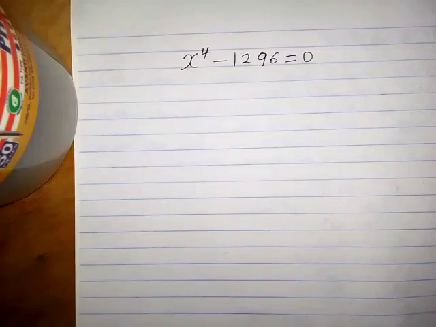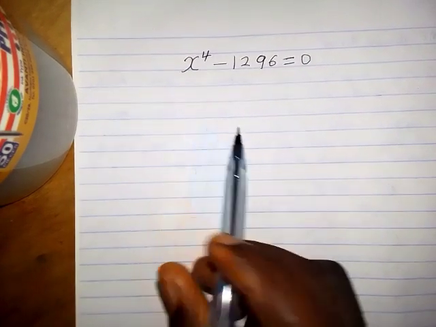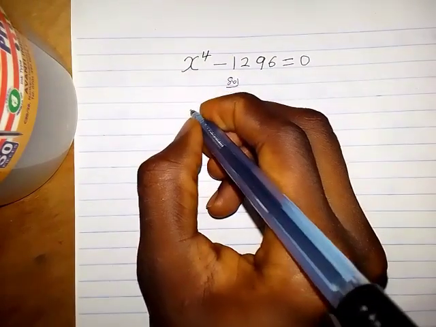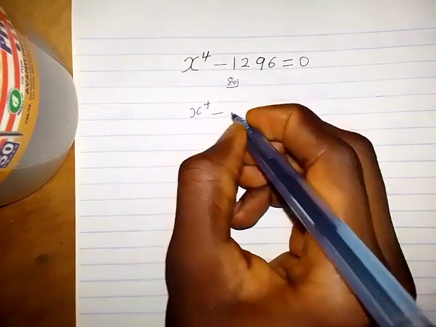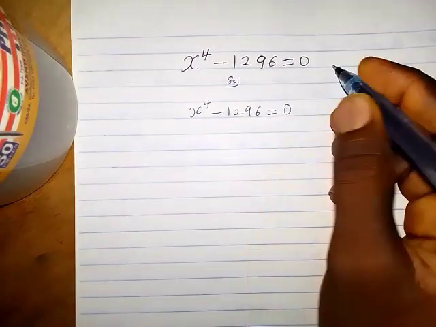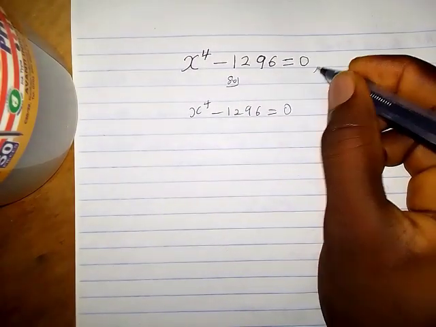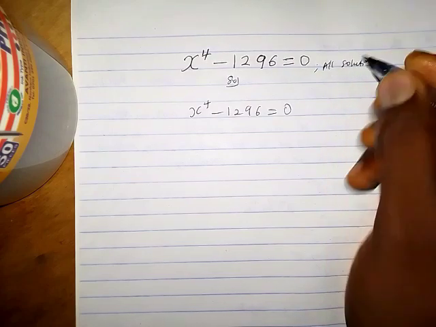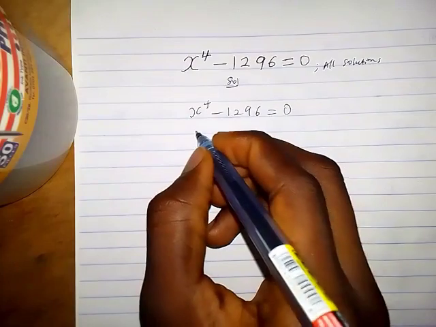Welcome back. How do we solve this exponential equation? Solution. So we have x raised to the power 4 minus 1296. In this case, we want to find all the solutions that we can obtain from this equation. So now, let's proceed further.